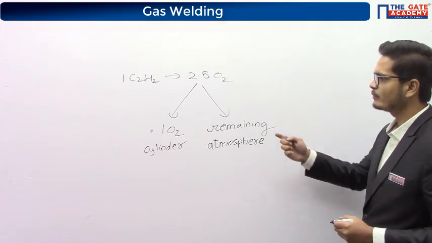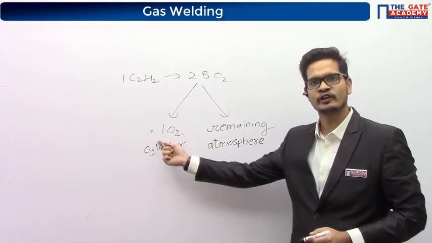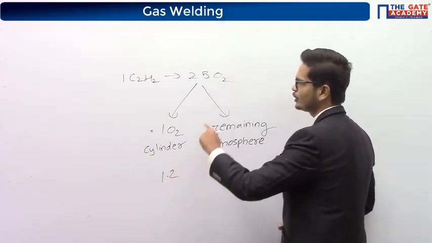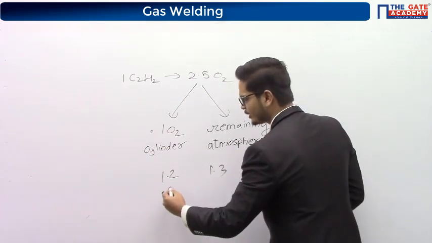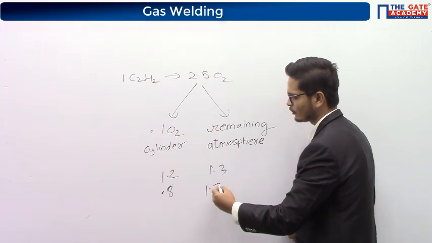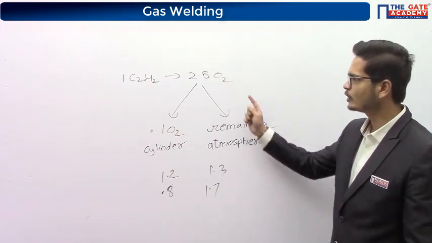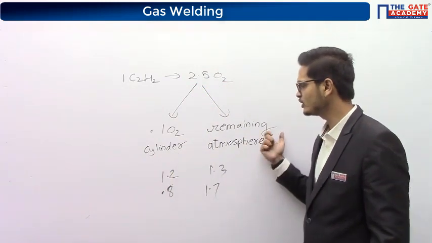Okay. Why I am writing remaining is, it is not necessary that I will always take only one. Sometimes I can take 1.2. If I am taking 1.2, the remaining 1.3 will come from the atmosphere. If I am taking 0.8, then the remaining is how much? 1.7 will come from the atmosphere. Like this. Okay, overall it will be 2.5. Whatever we are taking from the cylinder, the remaining will come from the atmosphere.